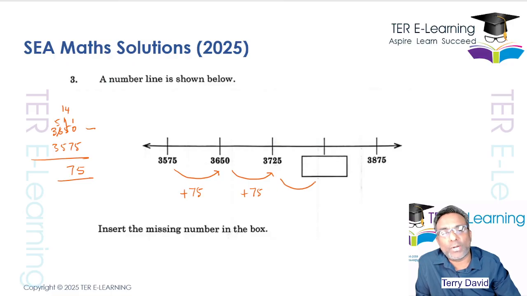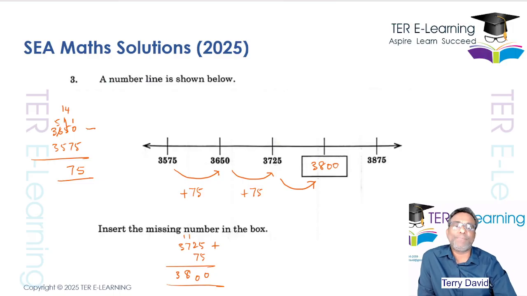So if you want to get what's going in this box here, then all we need to do is take the previous number, which is 3725, and we're going to add that to 75. So 5 and 5 is 10, 7 and 2, 9 and 1 is 10. So this here is going to be 8 and this here is a 3. So therefore the missing number here is going to be 3800, right? So that's the third question.